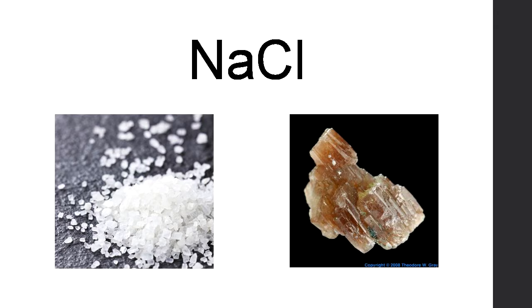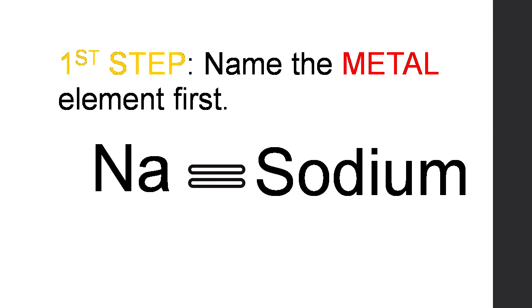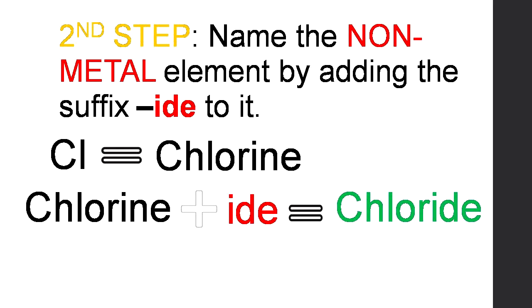The elements present are sodium and chlorine. First step is to name the metal. Na means sodium. Next, add the suffix "ide" to the non-metal element. Cl or chlorine is the non-metal element. So, the final answer is sodium chloride.